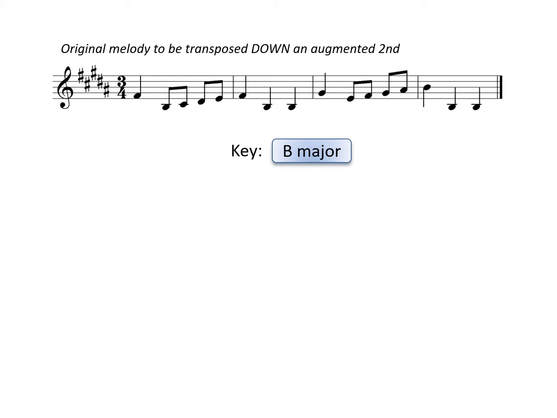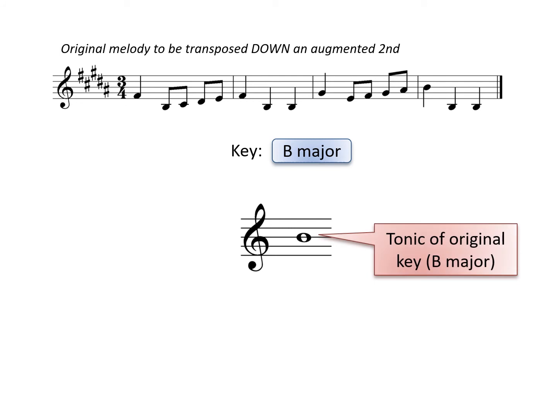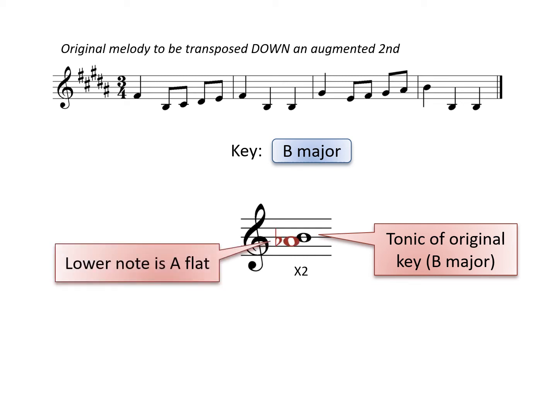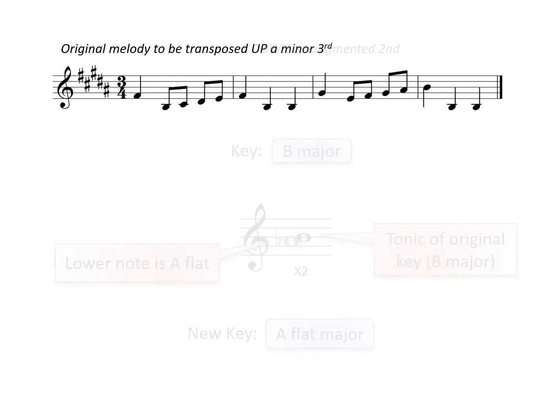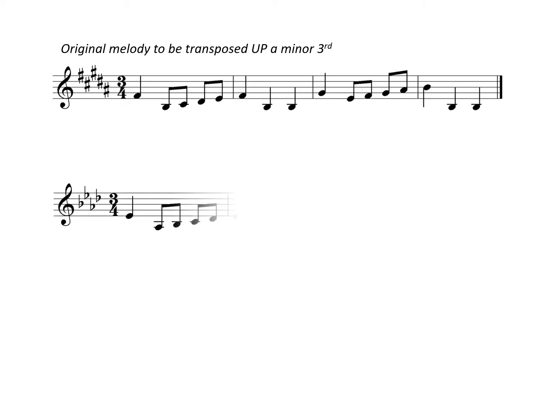Next, using the tonic of the original key as the upper note of the given interval, determine the lower note. So the tonic note of B major is B, and the given interval is an augmented second, and so the lower note will be A flat. The lower note that creates the given interval will be the tonic of the new key, and so the new key is A flat major. Again, the last step is to write the new key signature and move all notes down the given distance. In this example, a second.